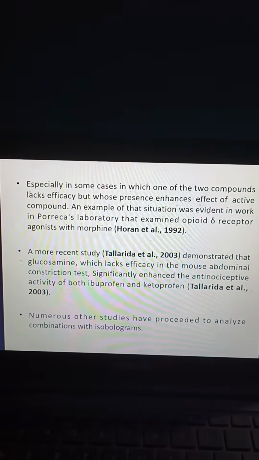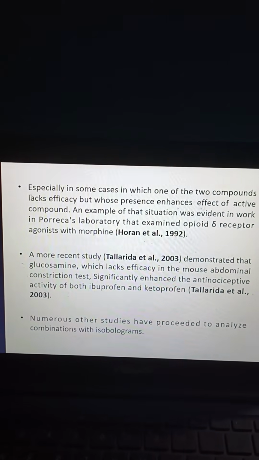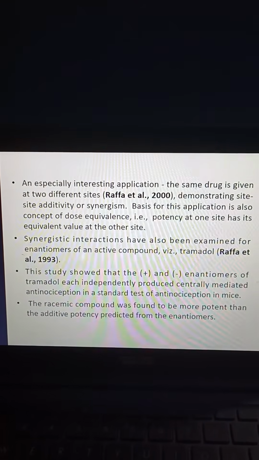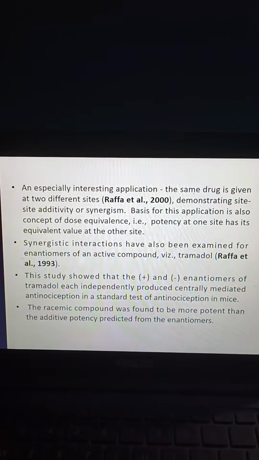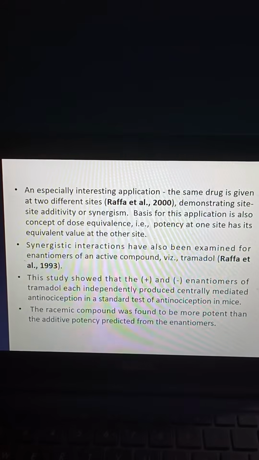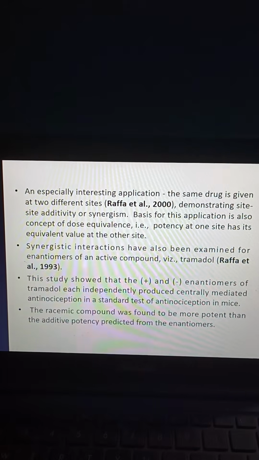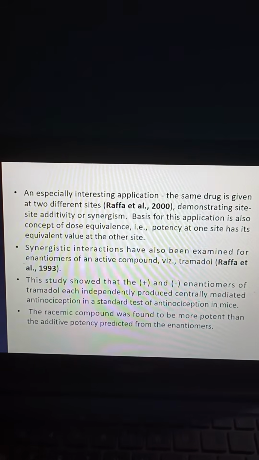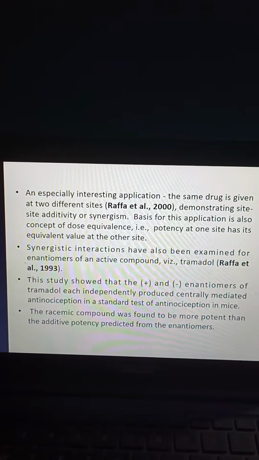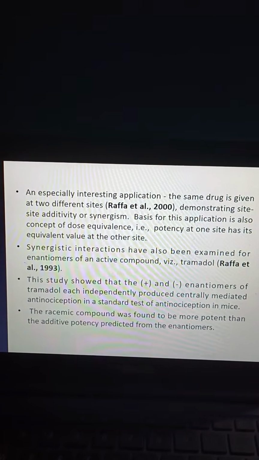Numerous other studies have proceeded to analyze combinations with isobolograms. An especially interesting application is when the same drug is given at two different sites. That was by Raffa et al. in 2000, demonstrating site additivity or synergism. The basis for this application is also the concept of dose equivalence, that is, potency at one site has its equivalent value at the other site. Synergistic interactions have also been examined for enantiomers of an active compound, tramadol.